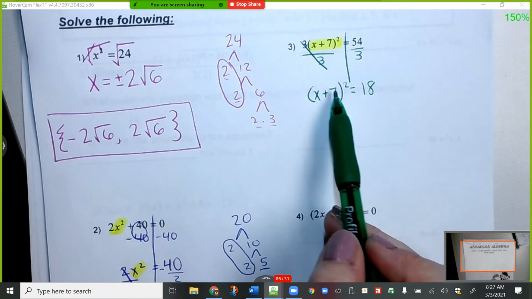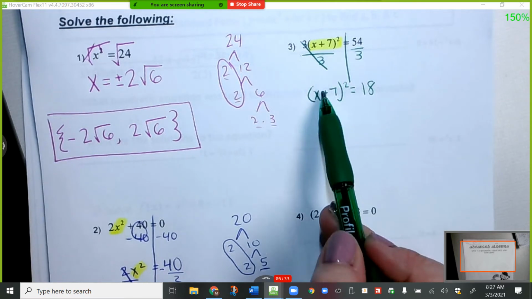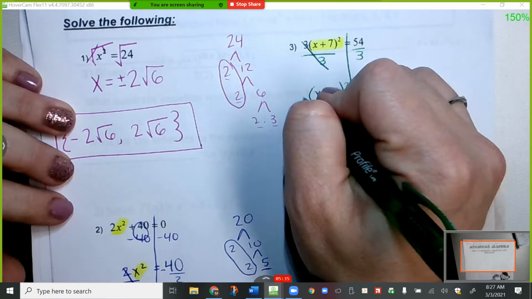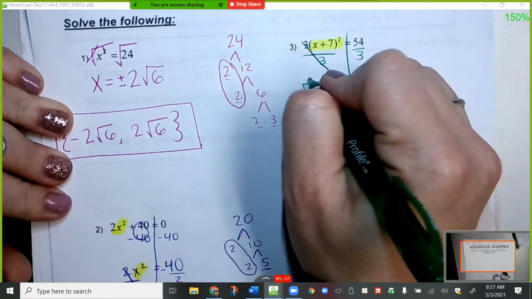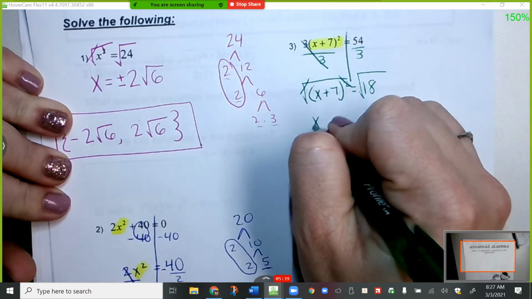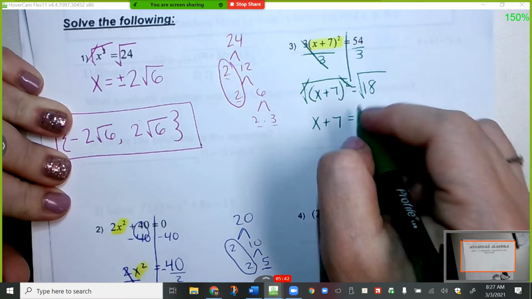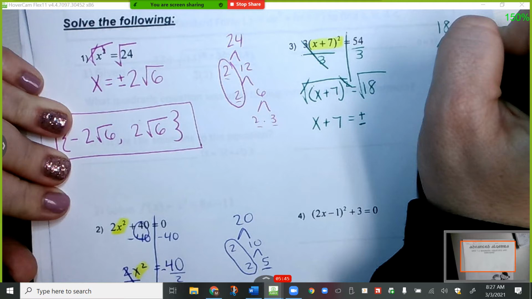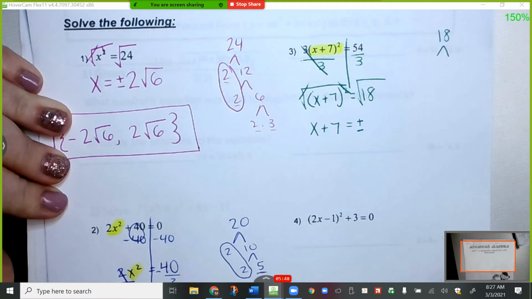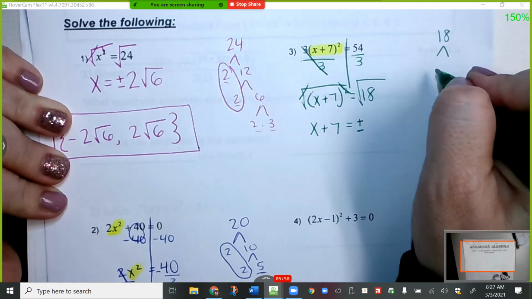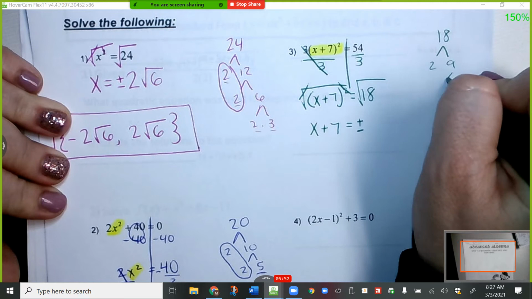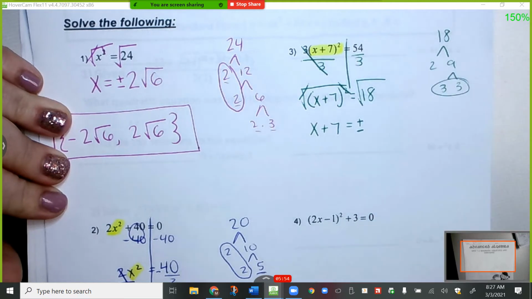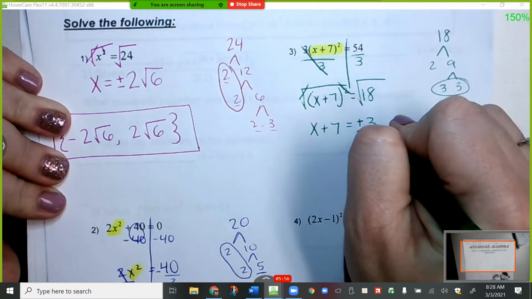Yes, there's more than just an x in there, but that's okay, because when I do square root, this cancels that, and I get x plus 7. Now, this is just a number, so I have to put a plus and a minus. What goes into 18? 9 and 2. And 9's a perfect square of 3 and 3, so that's my pair, and my leftover is 2.